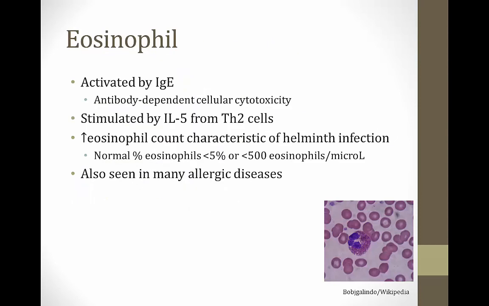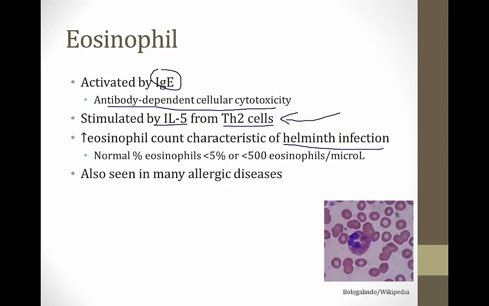Eosinophils are activated by the IgE antibody, and I talked about this a few slides ago when I described the process of antibody-dependent cellular cytotoxicity. Eosinophils are stimulated by IL-5, which can be released by T cells. The Th2 subset of T cells releases IL-5, and I talk about this in more detail in the module on T cells. And you should know that high eosinophil counts are seen in patients who have a helminth infection.